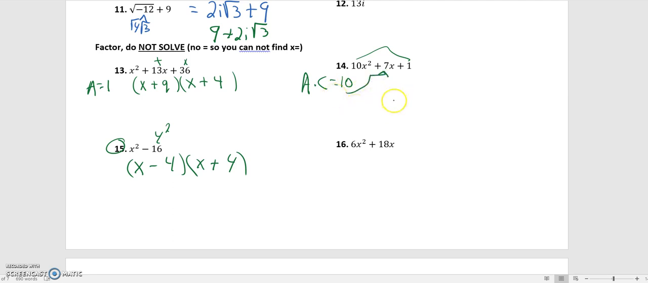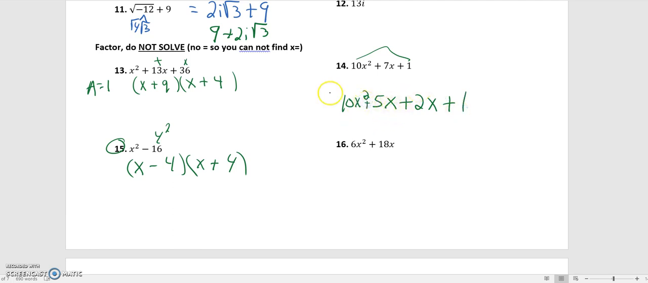So that's going to give you 5x plus 2x. 5x plus 2x gives you 7x. 5 times 2 gives you 10. Then just bring down the 10x squared. Go ahead and get this out of my way for a second. 10x squared plus 1.